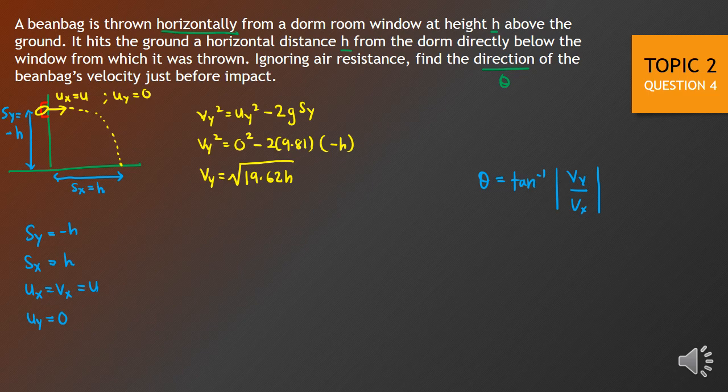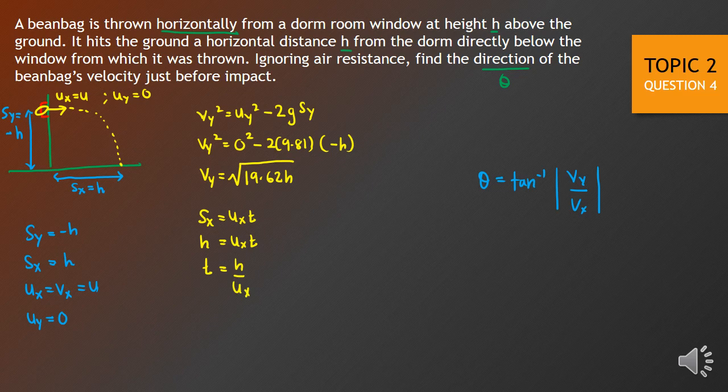And then we can look at our horizontal displacement. So sx is equal to uxt. So sx is equal to h, and ux times t. Therefore, we can express t as a function of h. So t is equal to h over ux.